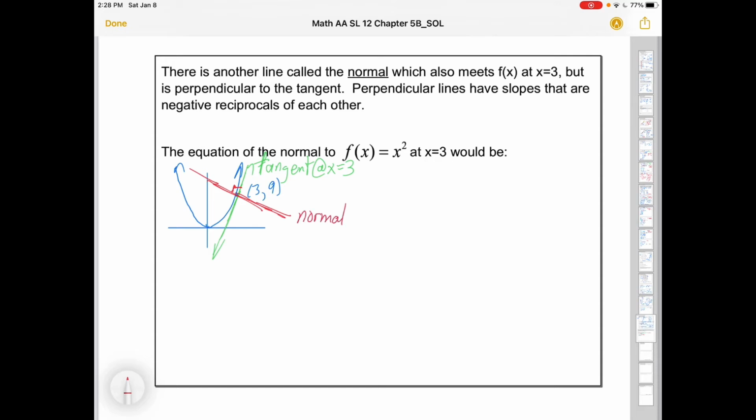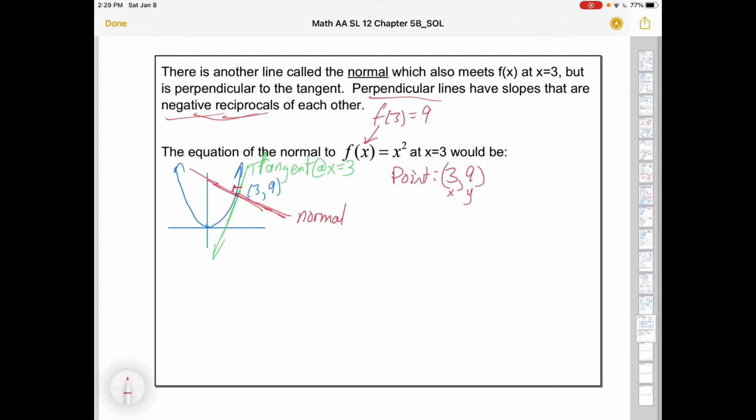Now, it's just a line, so we still need to know just two basic things, the point and the slope. The thing to remember is that perpendicular lines have slopes that are negative reciprocals of each other. So in this case, if we wanted to do the normal, our point would be 3 for x, 9 for y. Okay, that 9 just came from subbing in 3 here. So f at 3 is 3 squared, or 9. That's how we get this x value and y value. The x value is given.